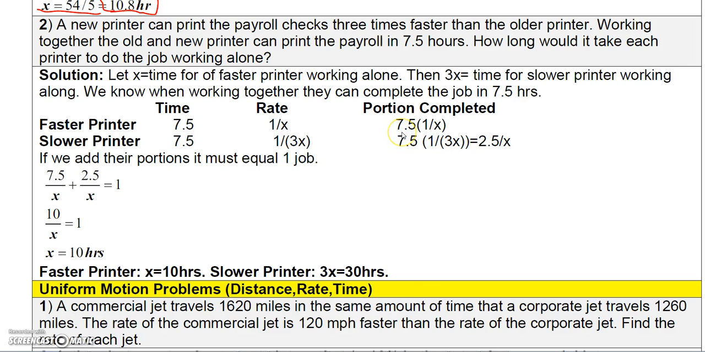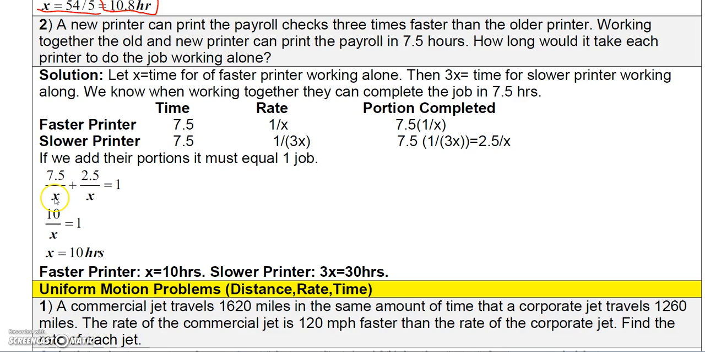So now the portion completed by the faster printer would be 7.5 over x. The portion completed by the slower printer would be 2.5 over x. And if we add these two together, 7.5 over x plus 2.5 over x, they should equal 1.